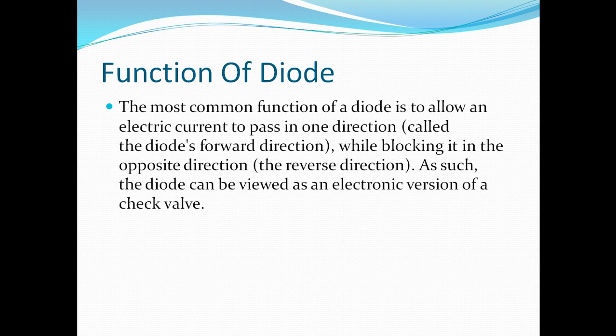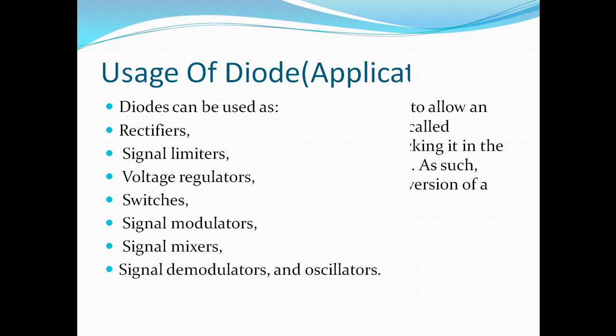So this is telling that in forward biasing, the diode allows the current to flow, and in reverse biasing, the diode opposes the direction to flow. As such, a diode can be viewed as an electronic version of a check valve. Yes, we can call it a check valve, whether it is allowing the current or blocking the current. Okay, so moving to the next slide.